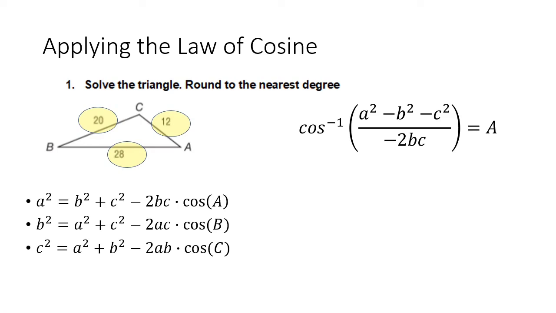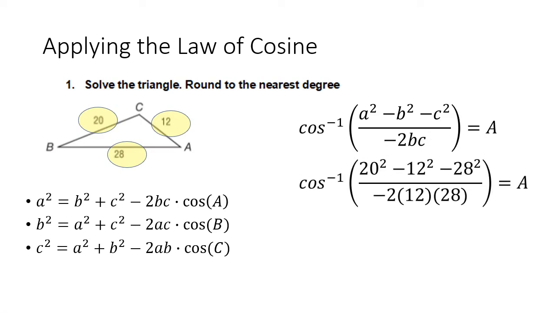So let's go ahead and put the numbers in. So of course, side A is opposite from angle A, so that's 20. Side B is opposite from angle B, so that's the 12. And side C is opposite from angle C, so that's the 28. We put this all in the calculator and we get 38 degrees. Make sure you put your calculator in degrees if you're trying to get degrees as an answer. A lot of calculators start off in radians, so you have to make sure you go into the mode and switch it to degrees.